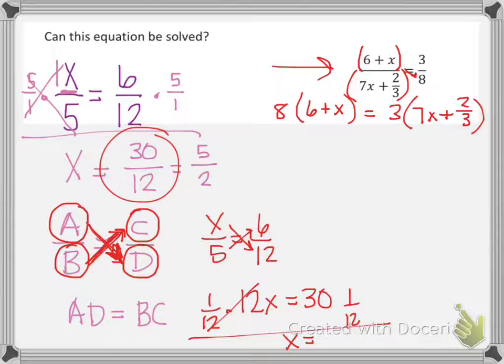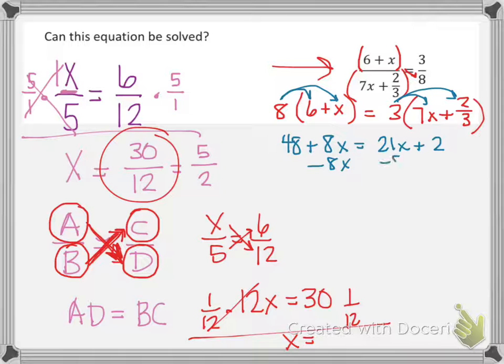Okay, and then we can simplify and solve, just like we did in the prior lessons. So I'm just going to use distributive property. 8 times 6 is 48, plus 8 times x is 8x, and that's equal to 3 times 7x, that's 21x, plus 3 times 2/3, that would be 6/3, and 6 divided by 3 is 2. And then get all of our variables on the same side. So subtract 8x, subtract 8x, and we get 48 is equal to 21 minus 8 is 13x plus 2.